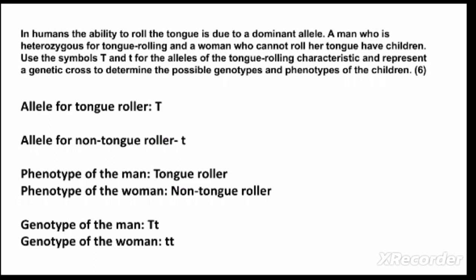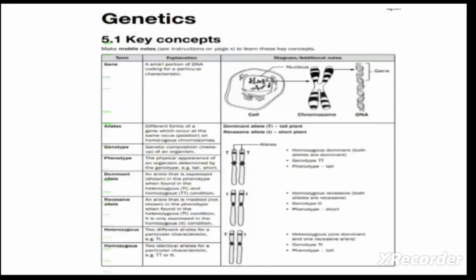So I want us to talk about the following key concepts. It's the same concepts that I was talking about. But the first one, let's talk about a gene. What is a gene? A gene is a small portion of DNA coding for a particular characteristic, right?